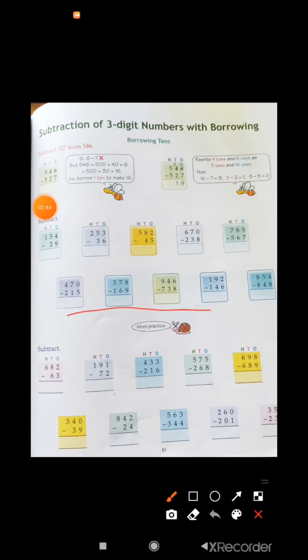Like this you do yourself in homework. I hope you understood this one. Now do more practice. Come to these questions.